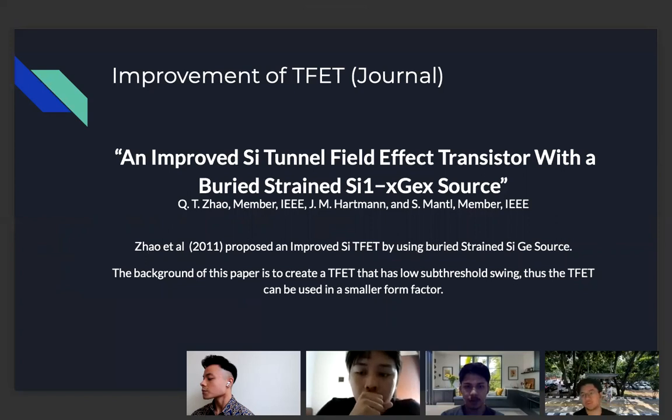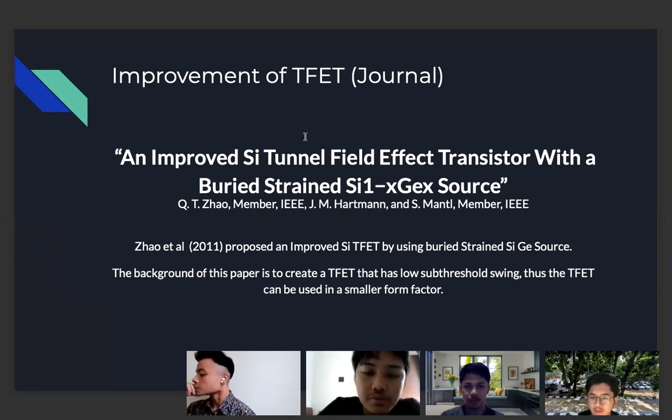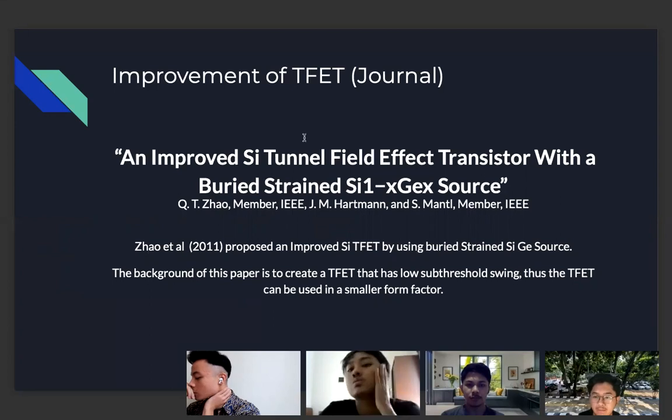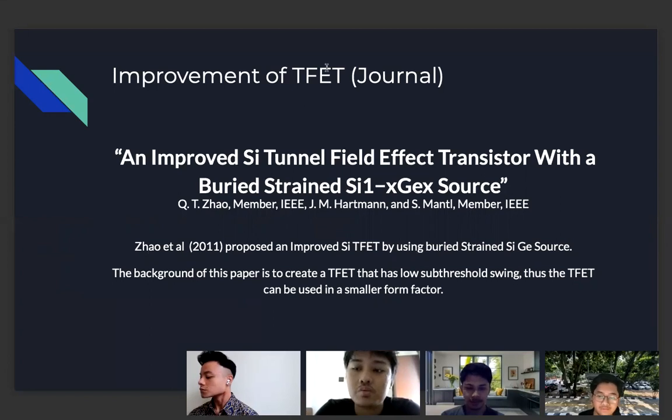Okay, for the improvement of TFET, we're reading from a journal called an improved silicon tunnel field effect transistor with a buried strain silicon germanium source. It is written by Zhao, Hartman, and Mantle, a member of IEEE. So the journal proposed an improved silicon TFET by using a buried strain silicon germanium source. Next slide, please.